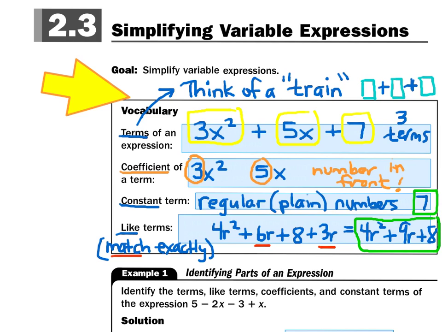Now like terms is when we try to match exactly. So if I have 4r squared plus 6r plus 8 plus 3r, I look for what matches. And notice how the 6r and the 3r match. And when I say match, the variables match exactly. So 6r plus 3r makes 9r. And then I just write it in order: 4r squared plus 9r plus 8.